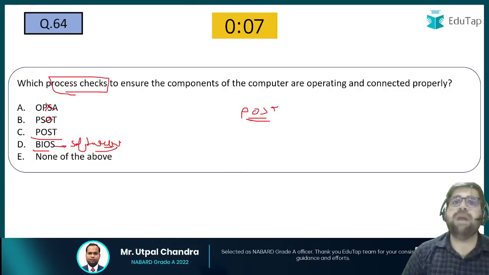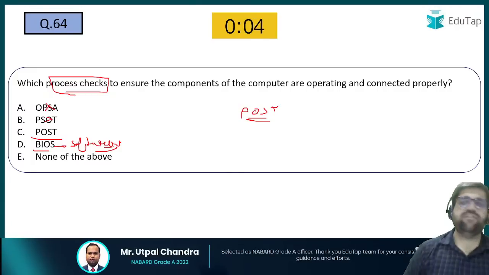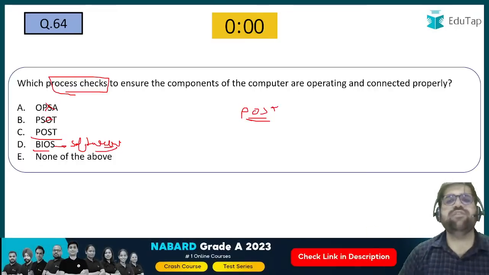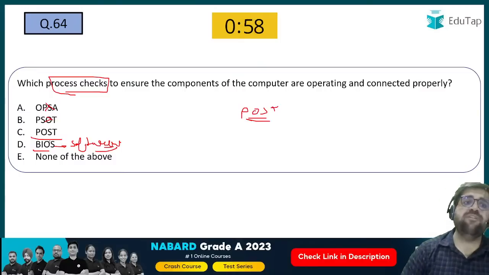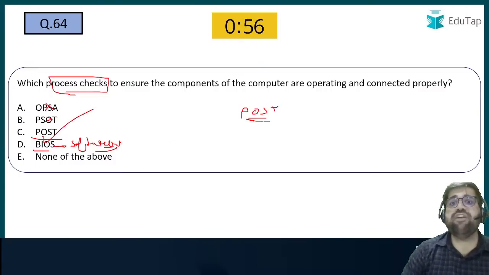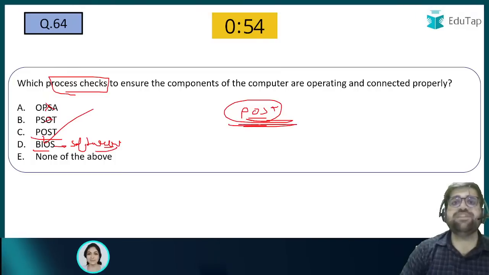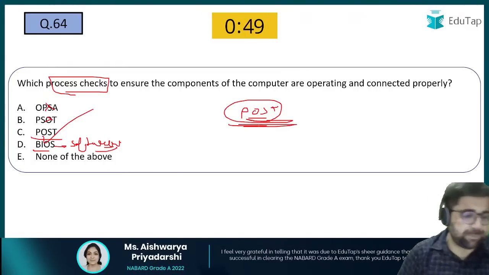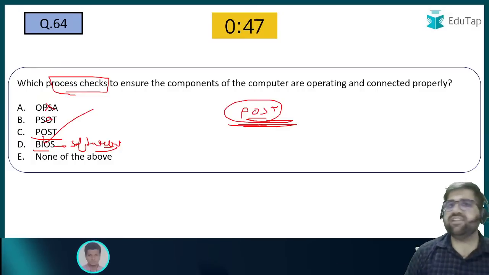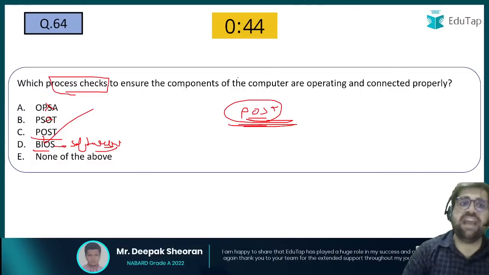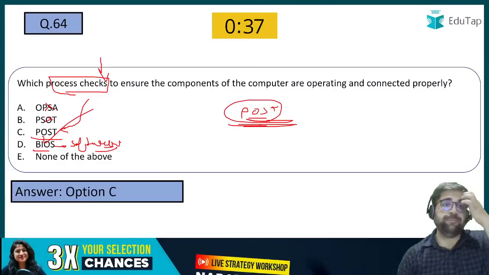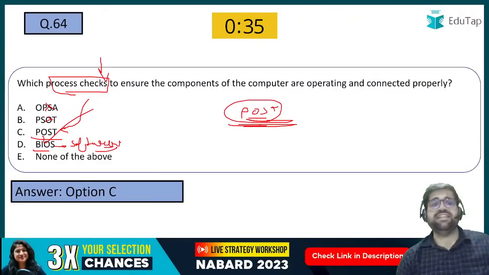POST is what? Power on self test. So all the tests, whether my hardware is connected or not, whether my memories are working or not, whether everything is working or not, that is done with the help of POST. So what is POST? Power on self test. In the power on self test, we ensure that all the checks are done. Okay? So please remember this. BIOS is a software inside which there are all the files. But here we have mentioned the word checks, therefore the answer will be POST. I hope you all are connected with me on this particular point. Okay? Therefore, the answer will be option C.